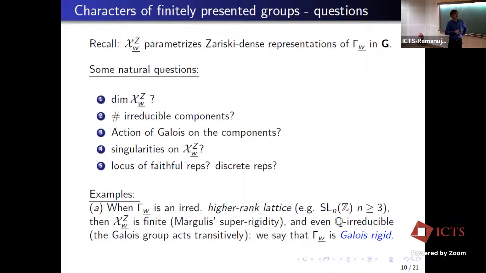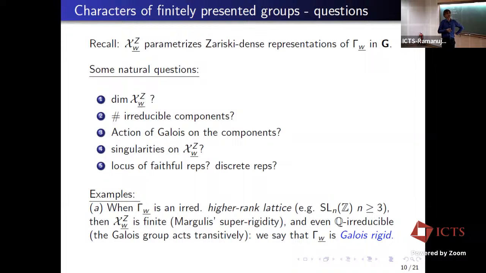As you know very well, if you have an irreducible high rank lattice, SL_N(Z) for instance, then the set of representations of such a group is well known, and the Margulis superrigidity theorem tells you what they are. In particular for SL_N(Z), you have only one representation in SL_N(C), the usual one. So in this case, the representation variety is finite.